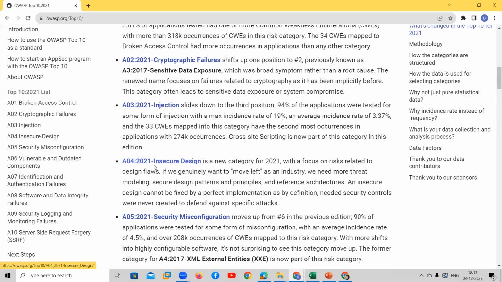Next, the fourth is insecure design. It's a new category that has been added in 2021. It focuses on risks related to design flaws. As organizations continue to shift left, threat modeling, secure design patterns and principles, and reference architectures are not enough.